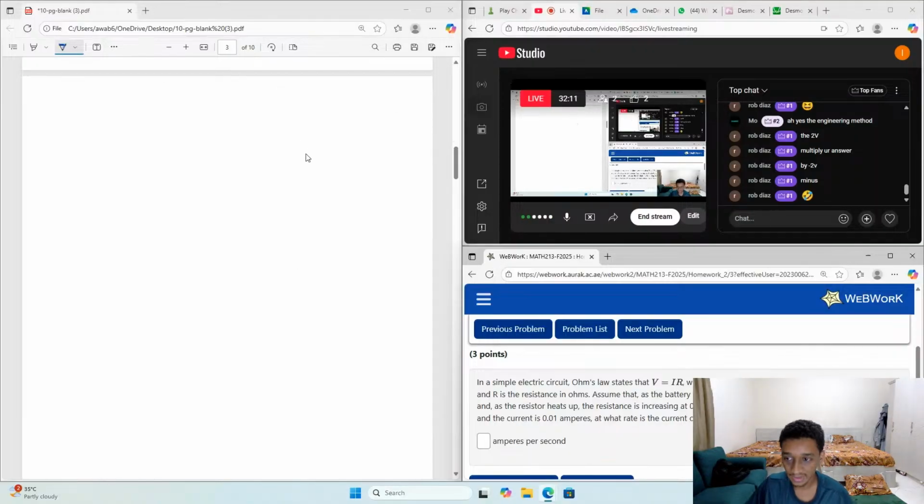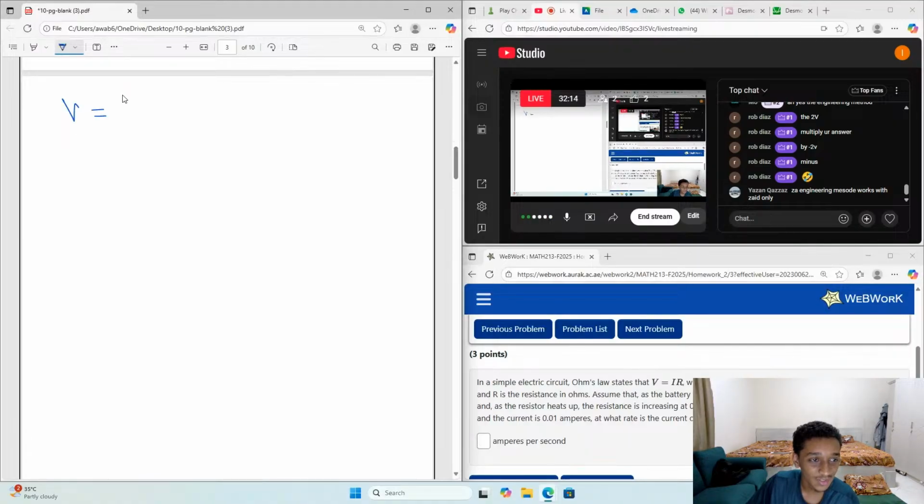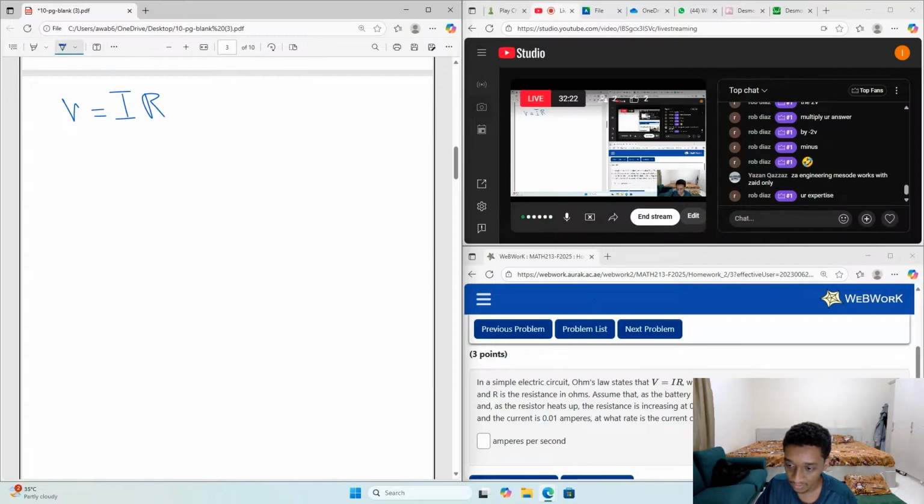In a simple circuit, V is equal to IR, where V is the voltage, I is the current, R is the resistance. Assume that the battery wears out, the voltage decreases at 0.02 volts per second. Does that mean dV over dt is equal to 0.02? Okay, I'll just assume that. The resistor heats up, the resistance is increasing. It should be minus, right? If it decreases, okay.